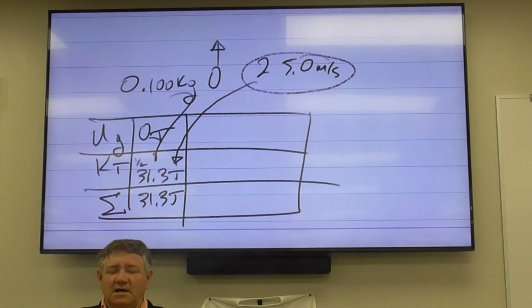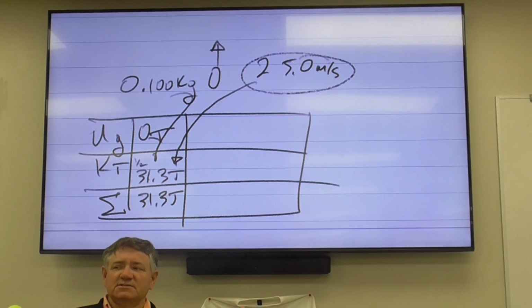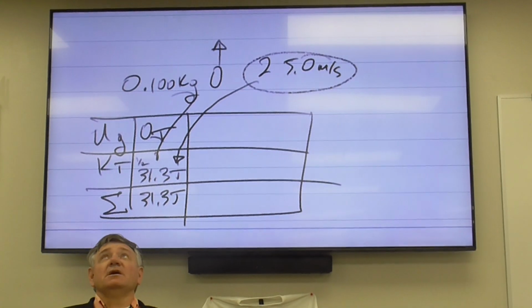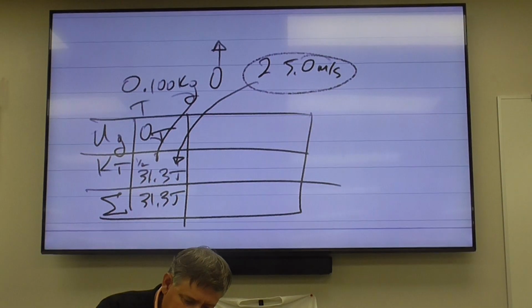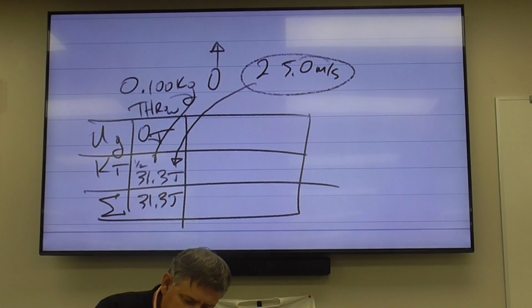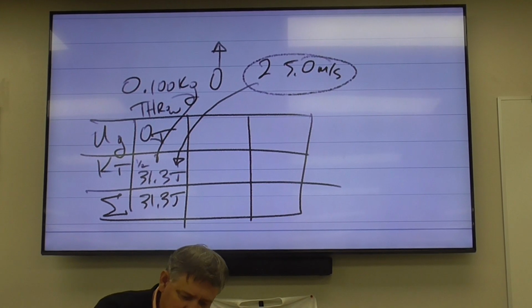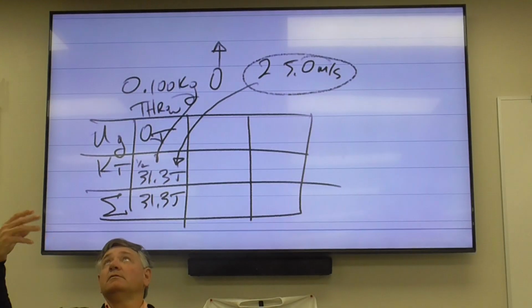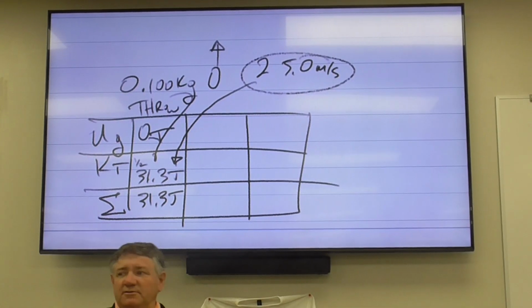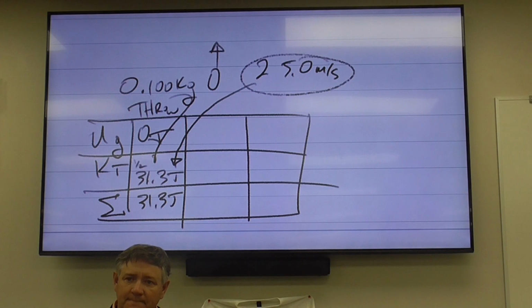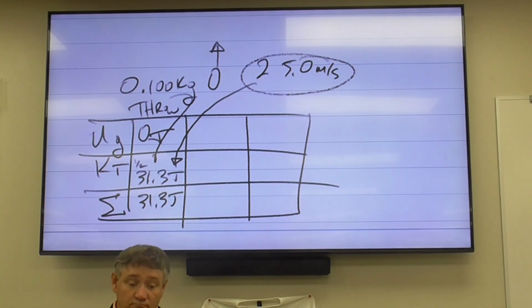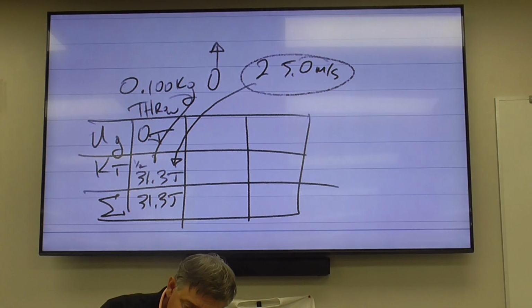So that's the entire amount of energy that can ever exist within this system. Knowing that information, when I throw it, can I figure out how high the ball is going to go from an energy perspective? Yes. Why? Because energy can't just disappear, so at some point it's got to have a UG of 31.3 joules.